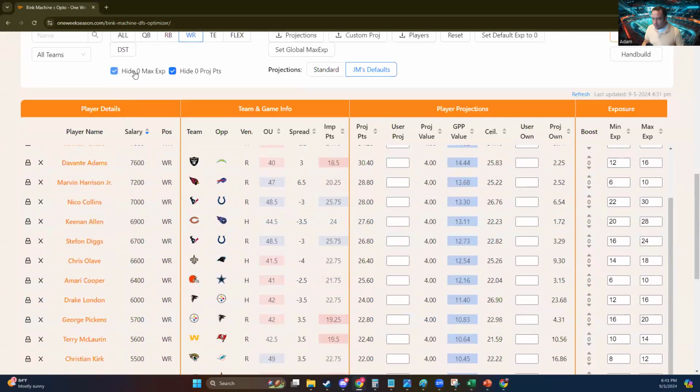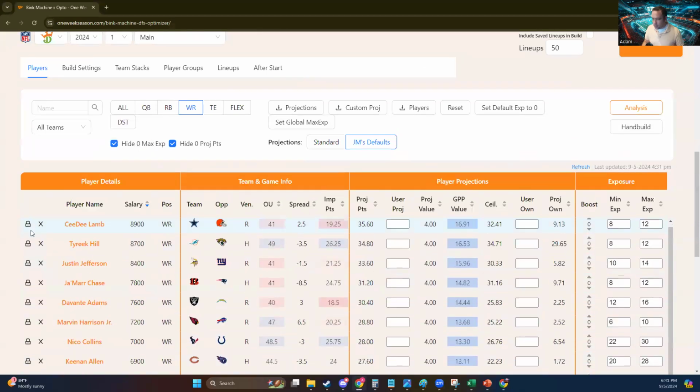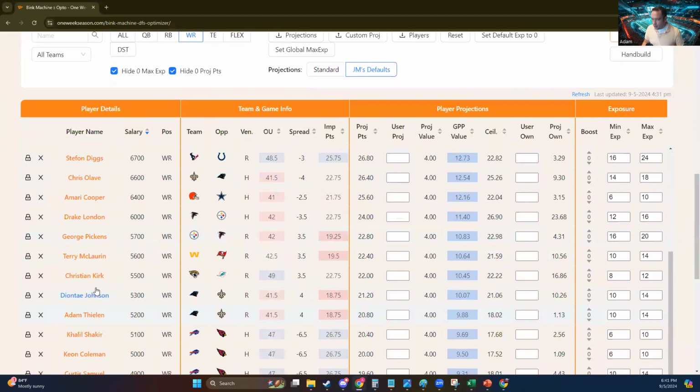Let me do this. I'm going to hide max exposure or zero max exposure. That way I can just see the players that I am rostering. And I think I changed Adam Thielen. He was 12% before. Now he's 20. That was the trade with Tyreek, 18 to 22.